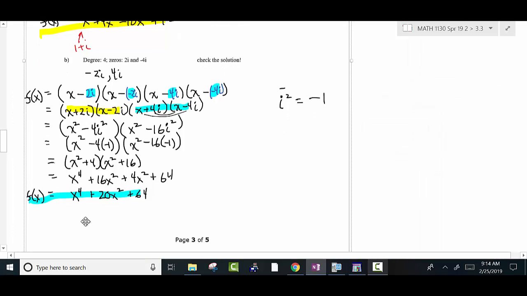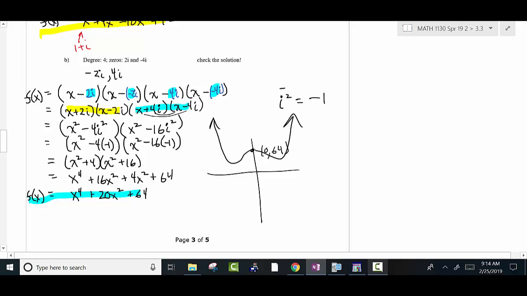That one you could check on your calculator. I can tell you what you would find: a y-intercept of 64, and the graph would do something like that, but it would never cross the x-axis. That's what I want you to know. All right, everybody with me okay?